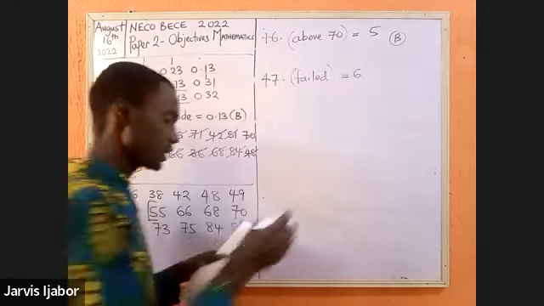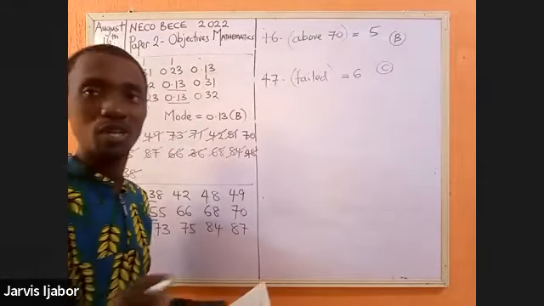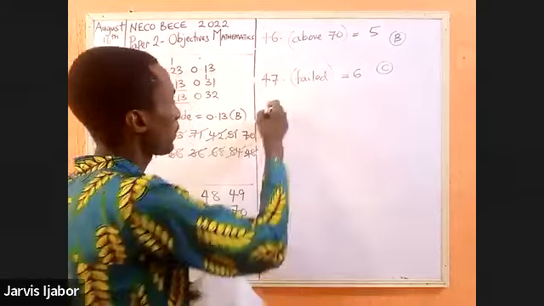And that option will be C. It's one area of maths where you can get your marks. If you know what you're doing, you can always get everything here. Now, 48.